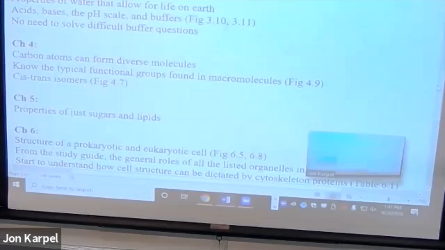Okay, anything else on 4? That kind of went into 5 as well. So for 5, we just looked at sugar and lipid structure, right? So can you compare and contrast a triglyceride and a phospholipid? Just in general, not going to have to remember a specific one.